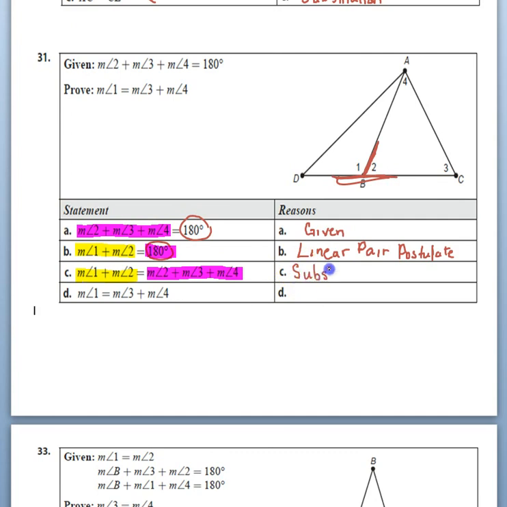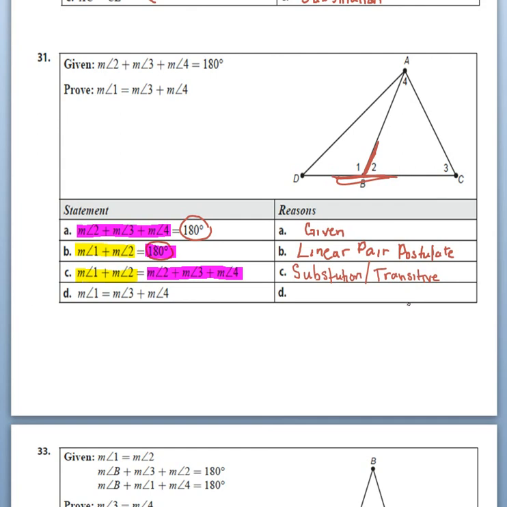And again, this is so similar to transitive property, and if you put transitive property here, that would work as well. So I'll just put substitution or transitive property. They're very, very similar.